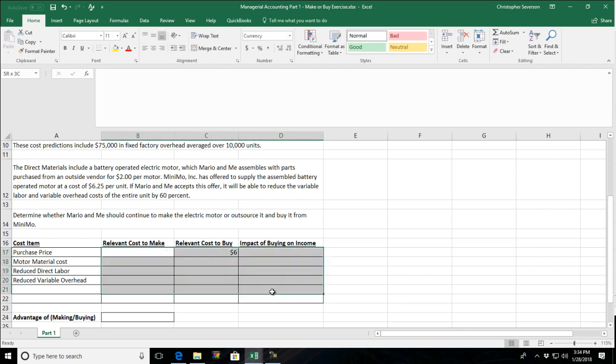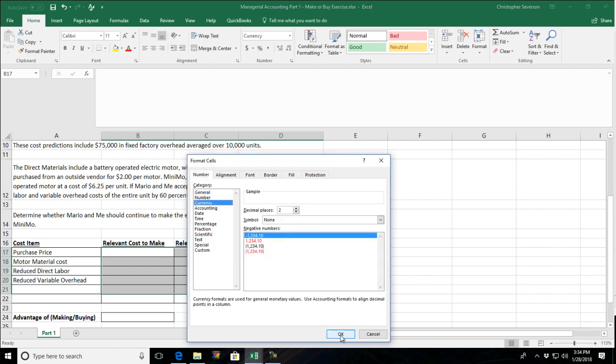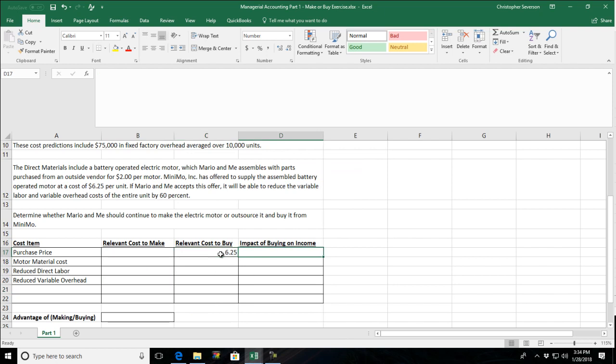Let me change the formatting here to make sure we have our cents. So $6.25 per unit, that's going to be a negative amount. That's going to be an impact of buying on income. So if we buy, we have a cost of $6.25. If we make, we don't have that cost.